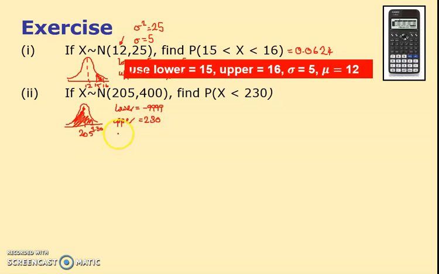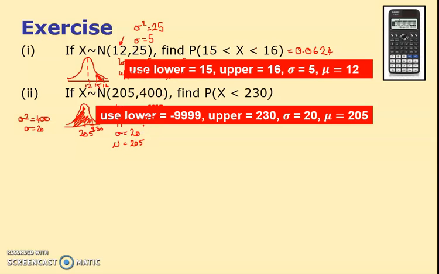And obviously my sigma is, now again, be careful, 400, they're trying to trick you. Sigma squared is 400, so therefore sigma is 20. And that's probably where people go wrong, things like that. And 205 for the mean. So that's what I've done when I typed it in last time. Yeah, it looked all right. So negative 9999, 230 for the upper, 20 for the sigma, and 205.